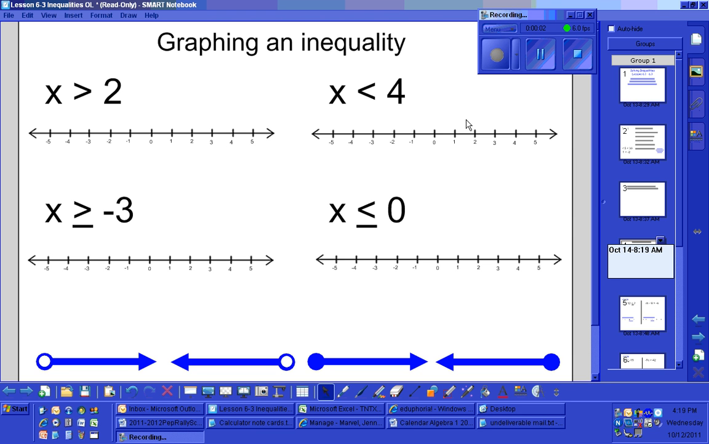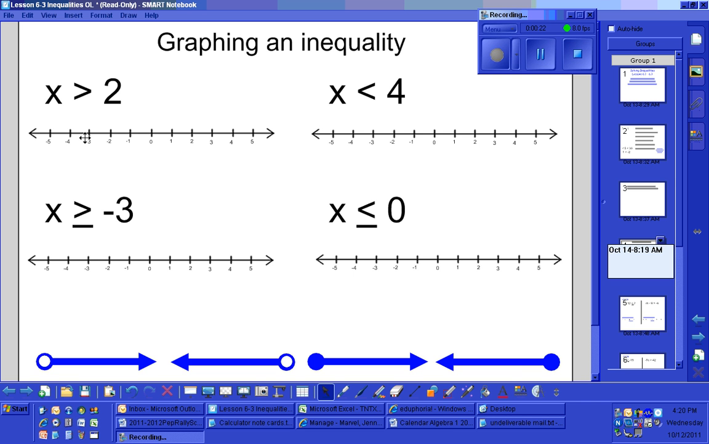Now let's look at how you graph an inequality. This is really pretty simple. If you want to graph the solution to an equation like x equals 5, you just put a dot on the number you want. So you'd have a dot, say, for example, on 5. To graph an inequality, we have to shade in all of the points that make the inequality a true statement.